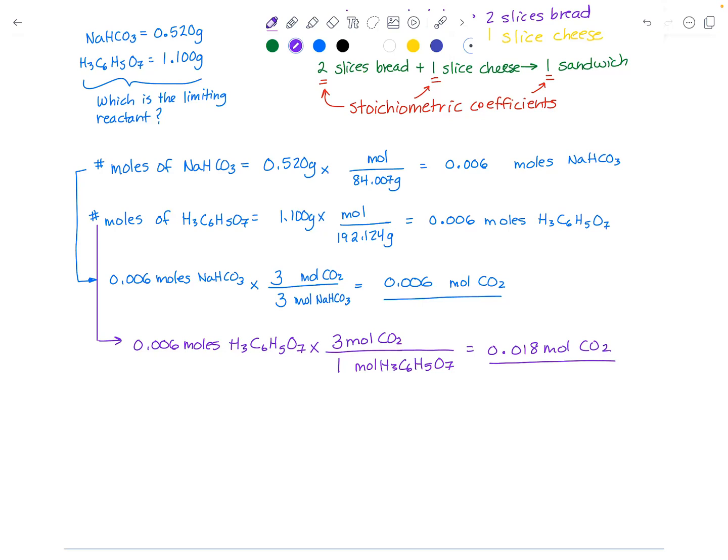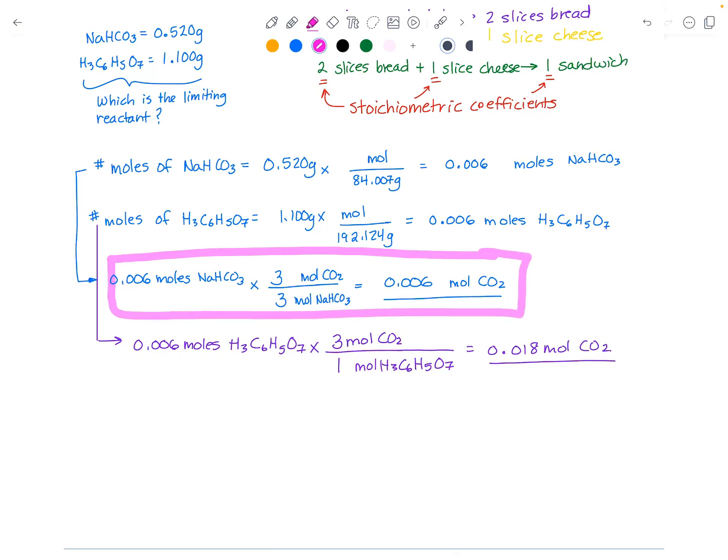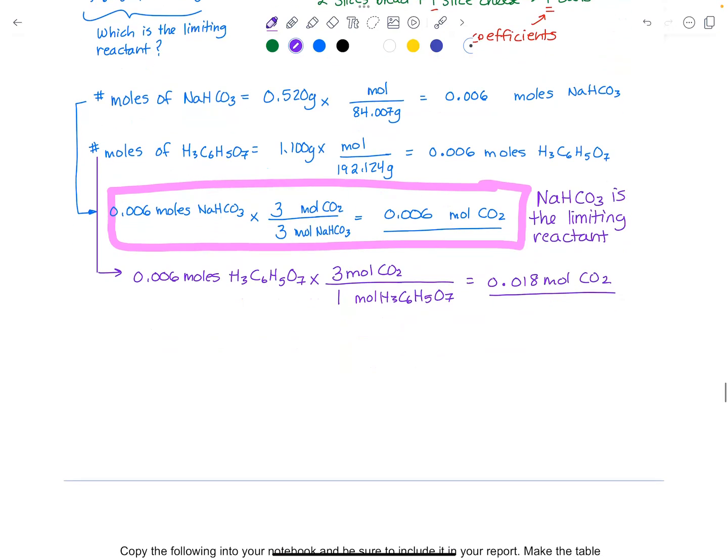So what this tells me is that I have enough citric acid to make this much CO2, but I only have enough sodium bicarbonate to make 1/3 that amount, 0.006. Okay, so what we can deduce from this is that sodium bicarbonate was the limiting reactant because it's the thing that when it's totally converted to product produces a smaller amount of product. So sodium bicarbonate is the limiting reactant.